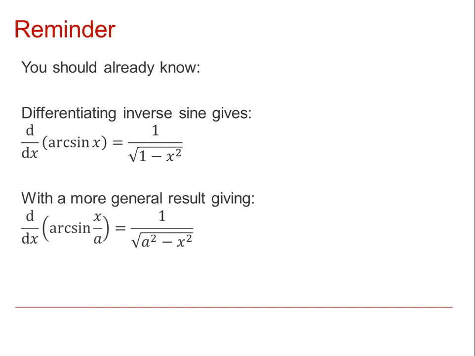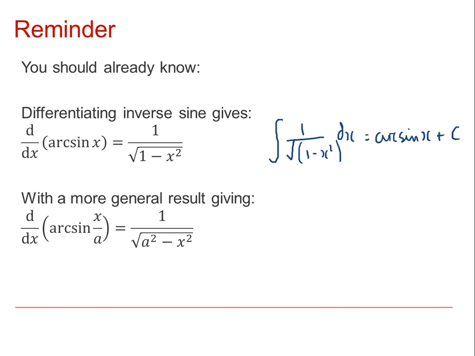So we're going to use these results to look at some integrals now, because obviously if these are the derivatives, then we can integrate and show that the integral of 1 over the root of 1 minus x squared dx must be equal to arcsine x plus, of course, a constant.